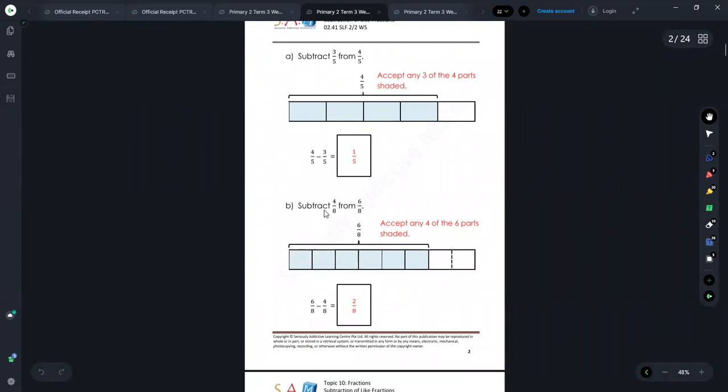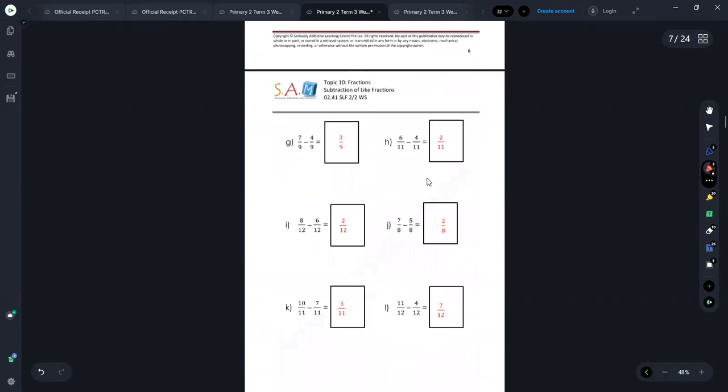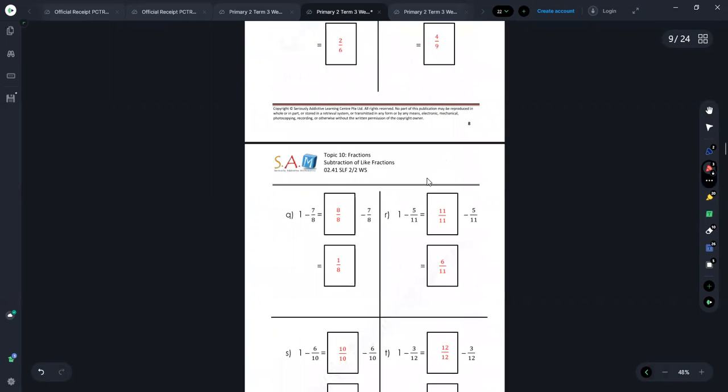Get them to do a question A, to make sure that they know what to do. They can shade any 3 of the 5 parts, so you can shade any 3. Of course here you can see that it's not shaded yet, but what they should be doing is something like that. They can shade 3 out of 5, and then you get 1 out of 5. Okay, and after that, I think these are quite straightforward.